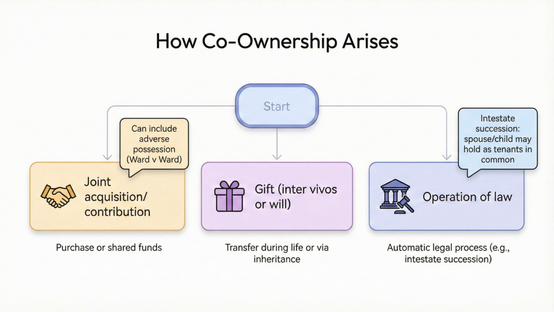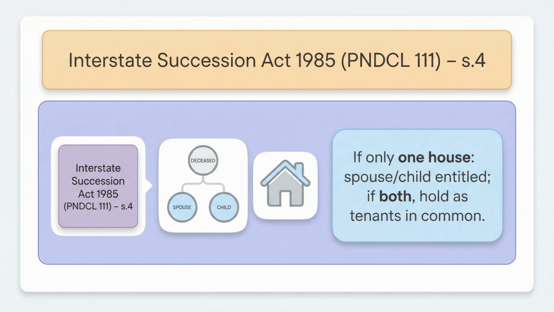And operation of law matters in intestacy. For example, where only one house exists, spouse and child can become entitled and hold as tenants in common. A concrete example of operation of law is Section 4 of the Intestate Succession Act 1985. If the estate includes only one house, the surviving spouse or child, or both, are entitled to it, and where it devolves to both spouse and child, the statute specifies they hold as tenants in common.